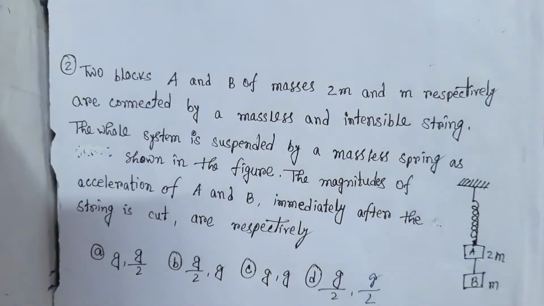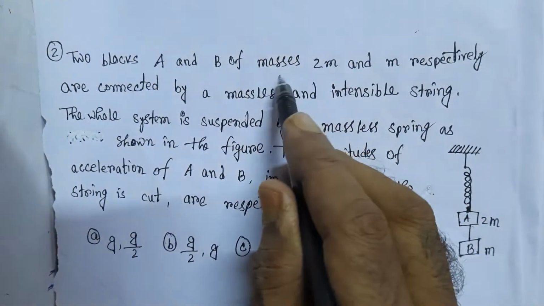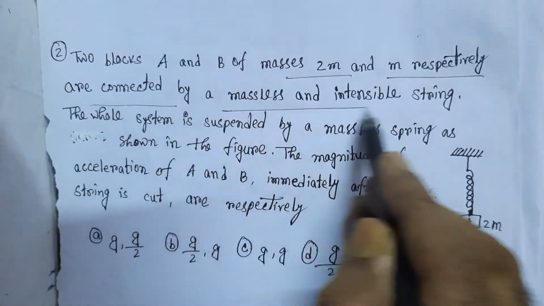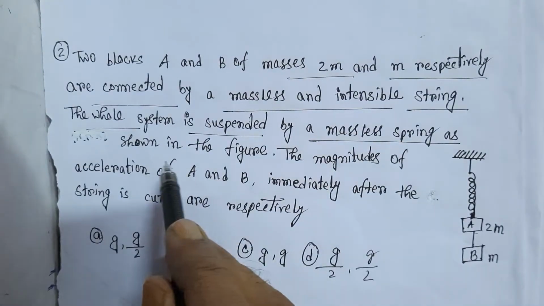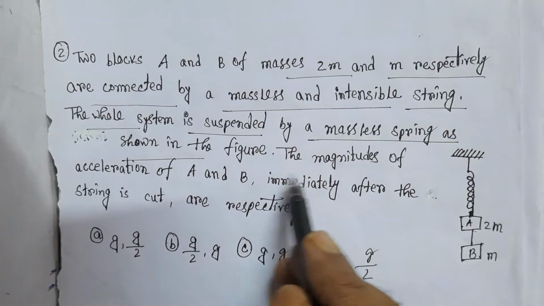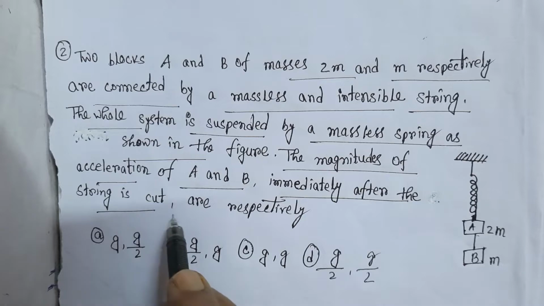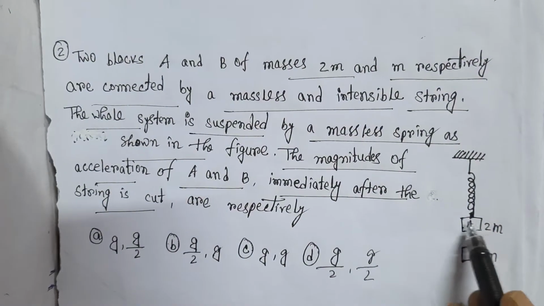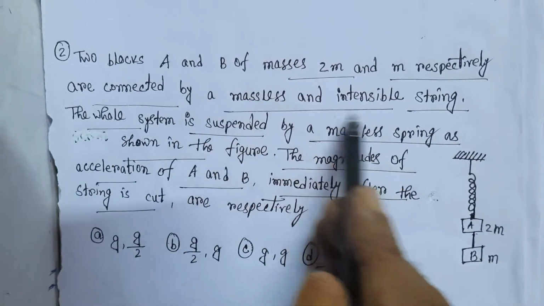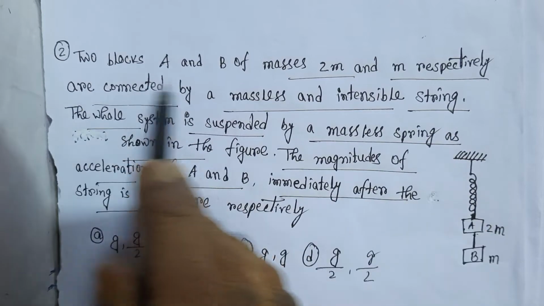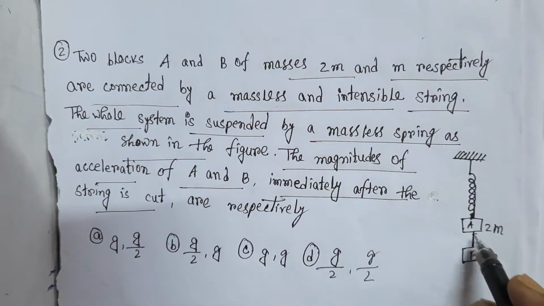Now see question number 2. Two blocks A and B of masses twice m and m respectively are connected by a massless and inextensible string. The whole system is suspended by a massless string as shown in the figure. The magnitude of acceleration of A and B immediately after the string is cut. Here is the string which is connecting A and B.